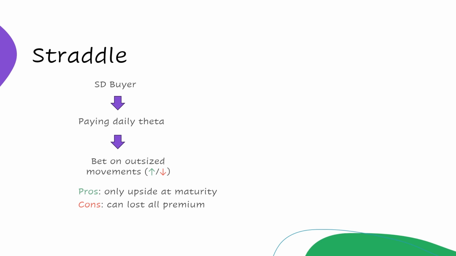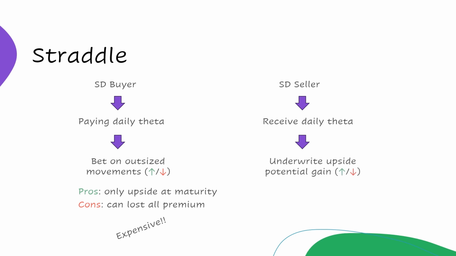It sounds attractive that straddles have positive payoff when the underlying either goes up or goes down, but a straddle is normally very expensive because traders are buying a call and a put at the same time. On the other hand, straddle sellers receive daily theta to underwrite the upside potential gain to straddle buyers. The advantage is that straddle sellers receive daily theta. The disadvantage is that the maximum loss could be multiple times the straddle premium when the underlying moves up or down drastically. It is very important to look at implied volatility when trading a straddle.